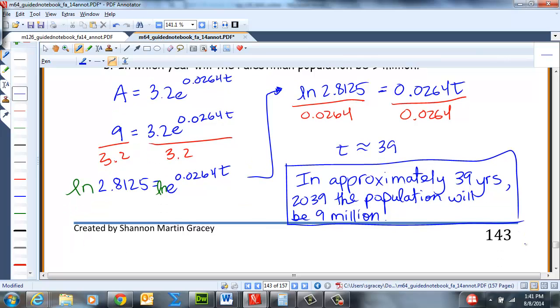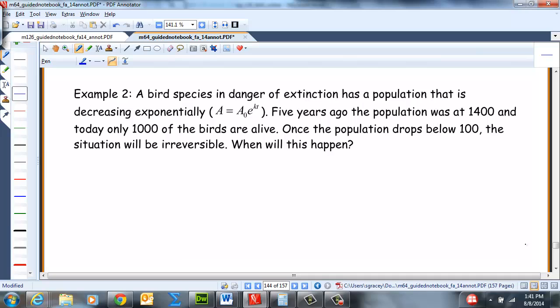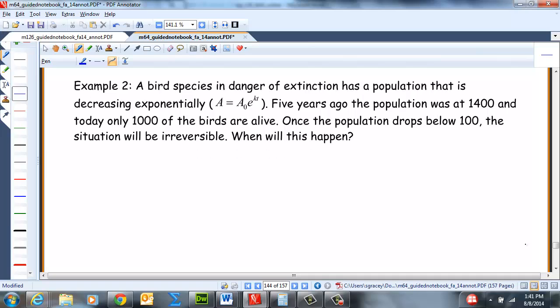Okay, so here we go, the second example. A bird species in danger of extinction has a population that is decreasing exponentially. 5 years ago, the population was at 1,400, and today only 1,000 of the birds are alive. Once the population drops below 100, the situation will be irreversible. When will this happen?